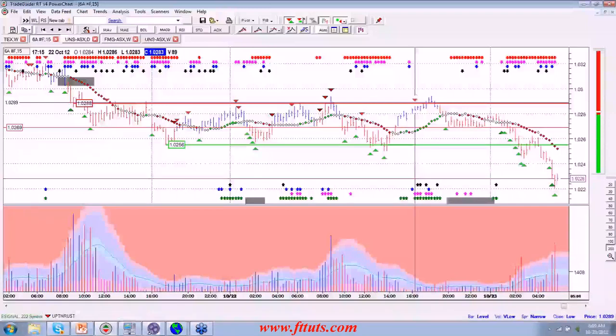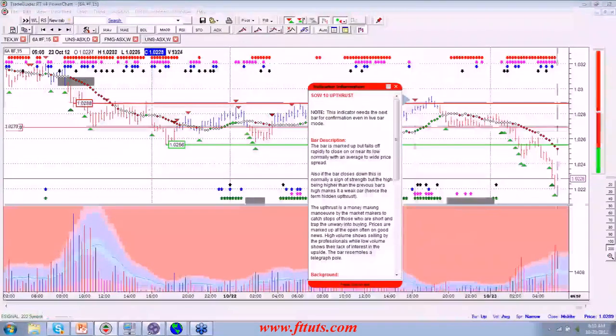But can anybody tell me why I didn't take the short on that bar? Can anyone tell me why? Just type it in.